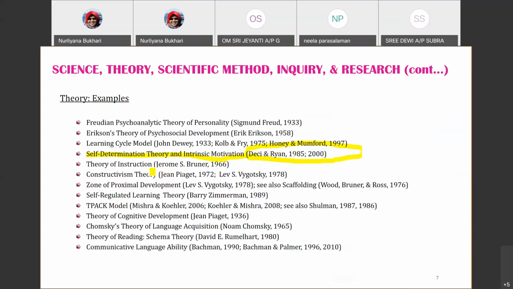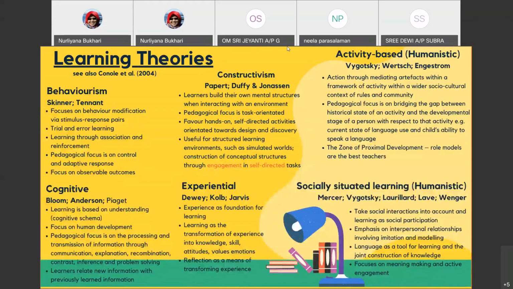Okay. Theory of instruction, we're talking about Bruner's theory, okay, and so on. And this, I think you probably get them. Okay. So learning theories. As teachers, most of you are teachers at some point in your career. Learning theories, this I think is a good representation of all the learning theories that exist so far. And for more information, you can see Connolly et al. I can give you this paper.